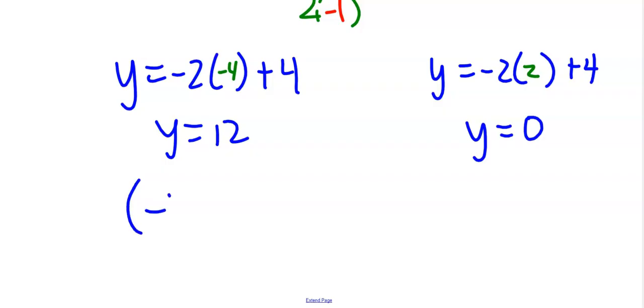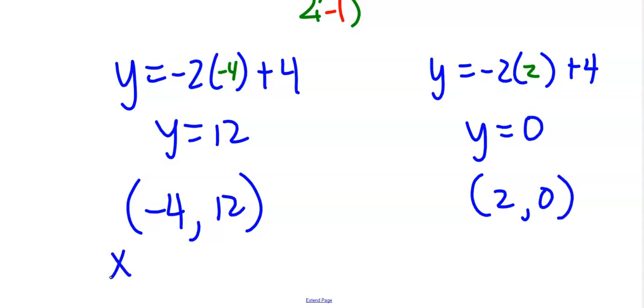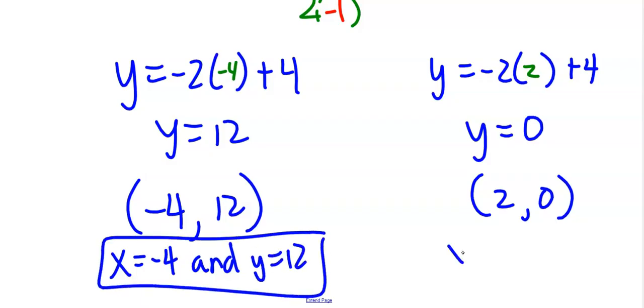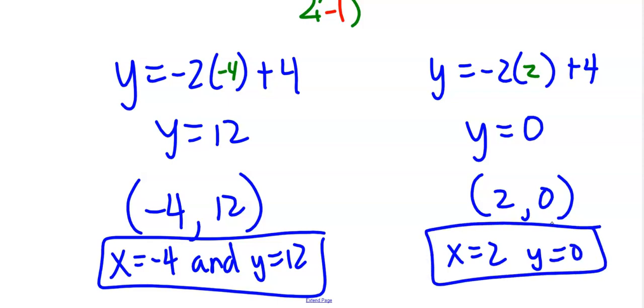So don't forget, an input of -4 gives an output of 12, an input of 2 gives an output of 0. Or you could write it separately, like this. And that is how you solve a system of quadratic linear equations algebraically.